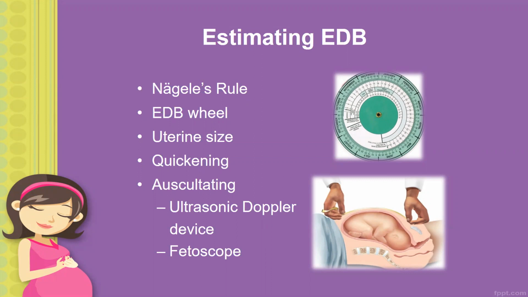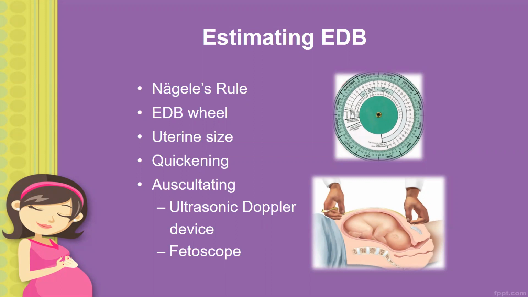The pregnancy wheels use the last menstrual period to help determine the date. We can measure uterine size by determining fundal height. Using a tape measure, we measure mom's fundus from the top of the symphysis pubis to the top of the uterine fundus.